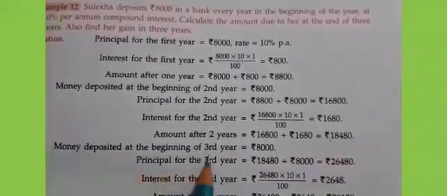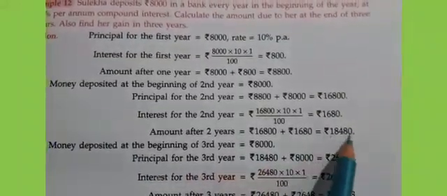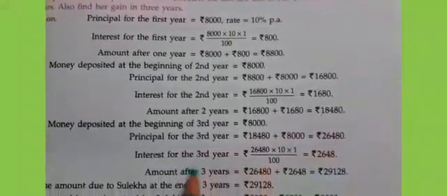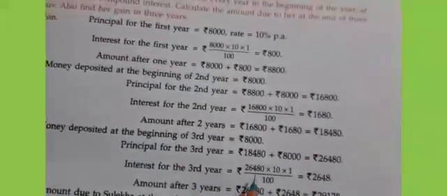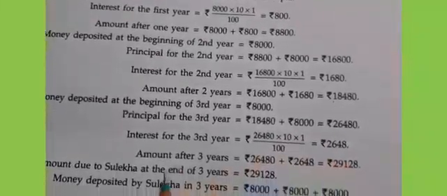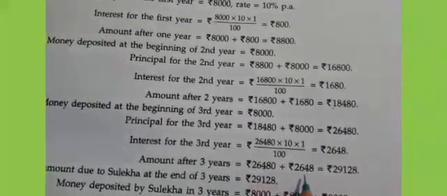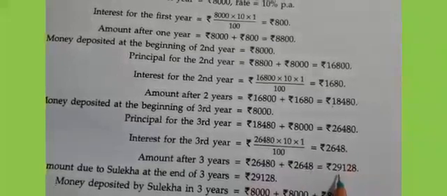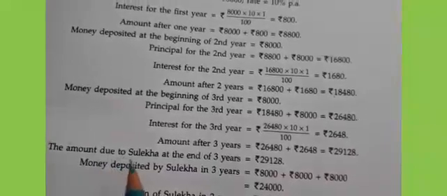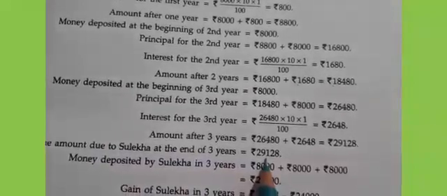Now money deposited at the beginning of third year will be 8,000. So principal for the third year will be 18,480 plus this 8,000, that is 26,480. So interest for the third year will be 26,480 into 10 into 1 by 100, that is rupees 2,648. So amount after 3 years will be here 26,480 plus 2,648, that is equal to 29,128. Now the amount due to Sulekha at the end of 3 years, this much she is getting.